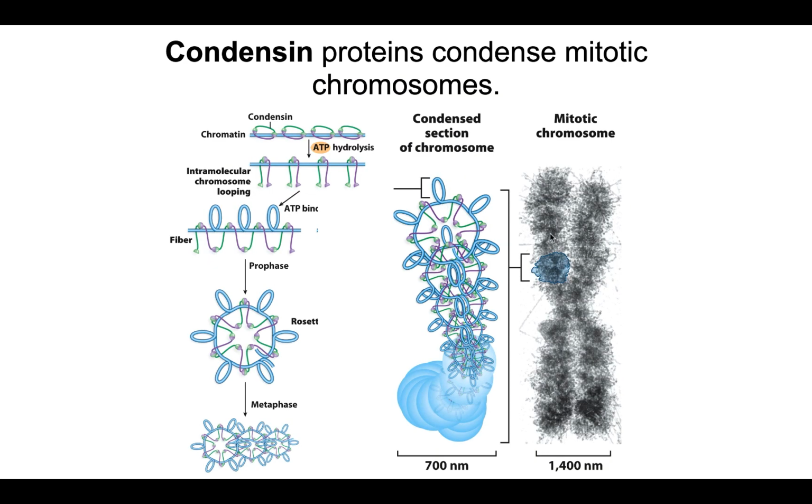If we look at the chromosomes a little bit more carefully that are really condensed, we have these condensin proteins. Now, you don't need to know the details about these proteins, but just know that, again, they are proteins necessary for the continued compaction of a chromosome during mitosis.